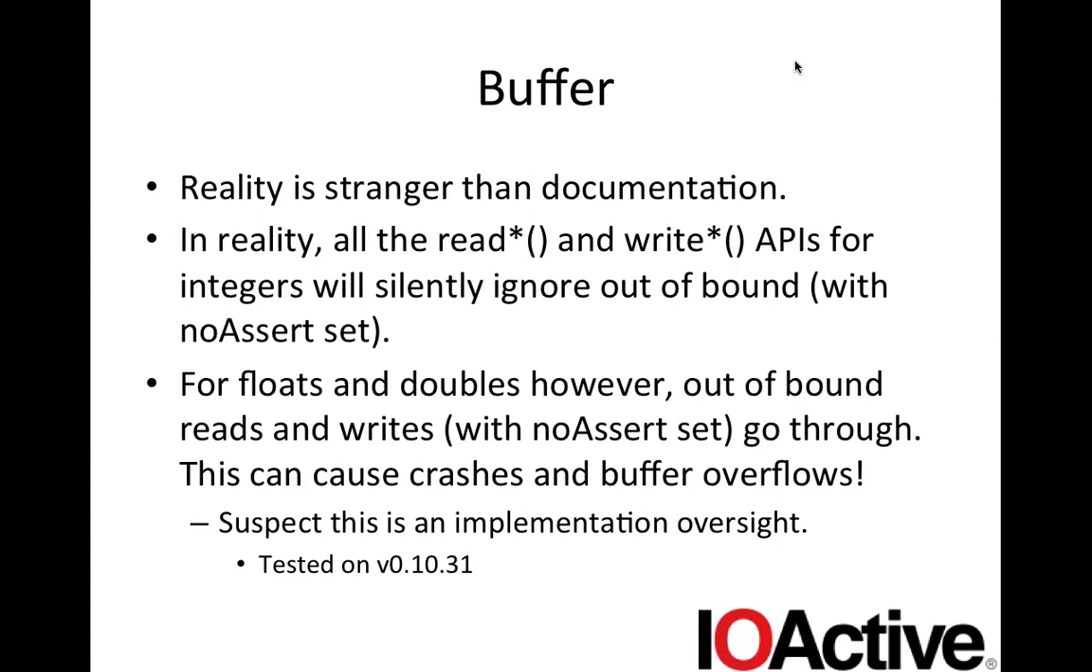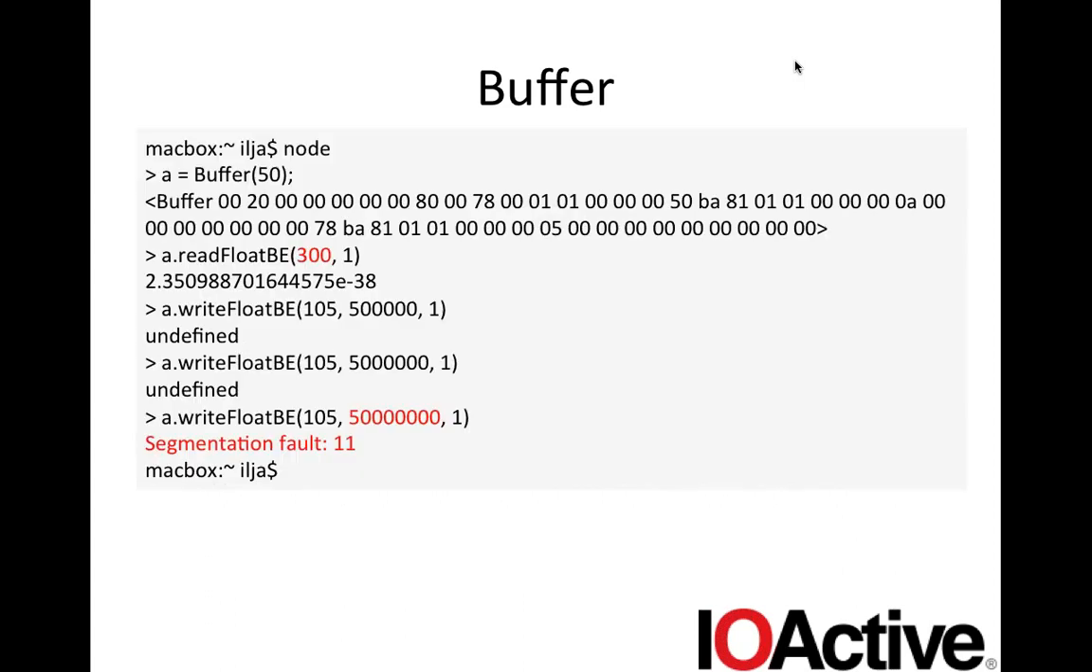But it gets worse, right? If you actually start testing this, the reality is stranger than what the documentation says. In reality, all read and write APIs for integers will silently ignore out of bound if noAssert is set. Once you get to the float APIs and the double APIs, out of bound reads and writes just happen, right? And so you can have out of bound reads, you can have writes, you can have buffer overflows, and so potentially remote code execution, right? I suspect that was an implementation oversight.